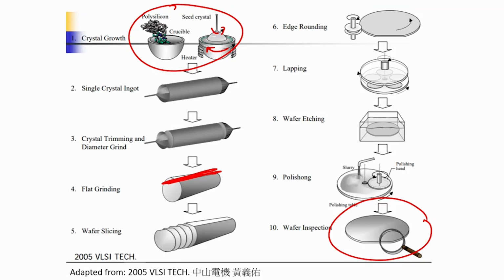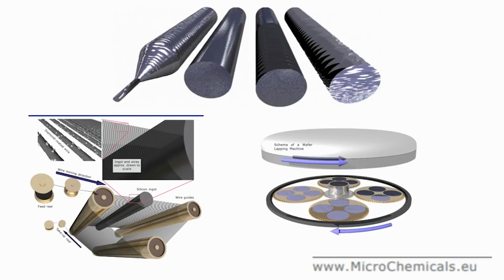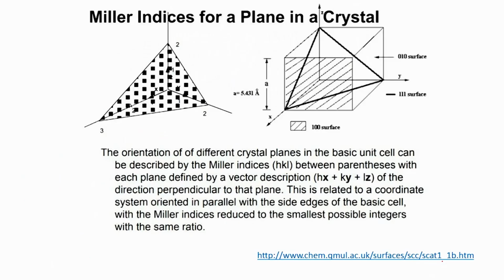If you see the slide again, you will see that the primary flat is there because of the flat grinding, and there is a reason for creating this primary flat. We will be discussing this in a few slides. You already know that we can use a diamond cutter to cut the wafers, and this is a lapping and polishing unit. This particular one is a lapping machine. If you go to microchemicals.eu, you will understand the process of lapping.